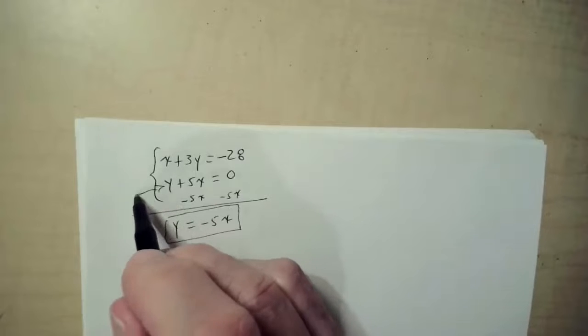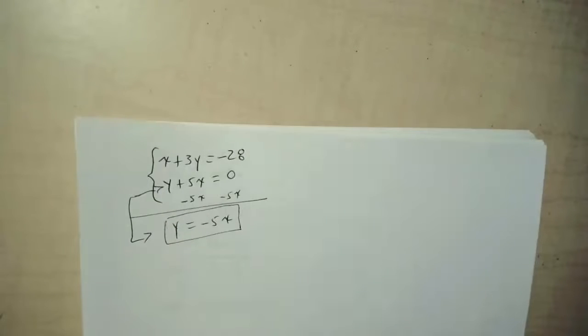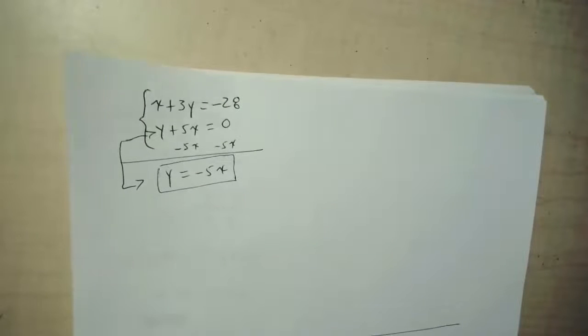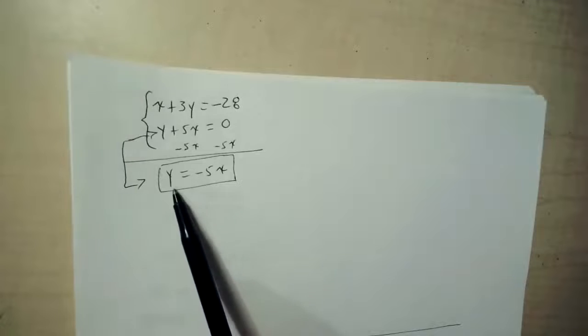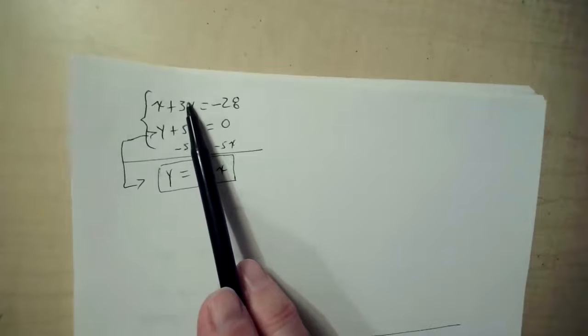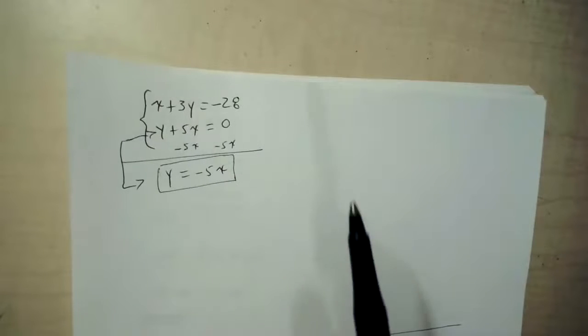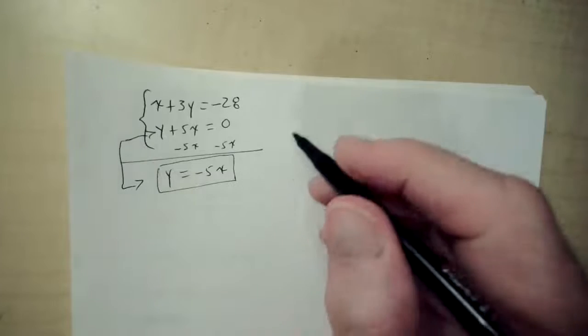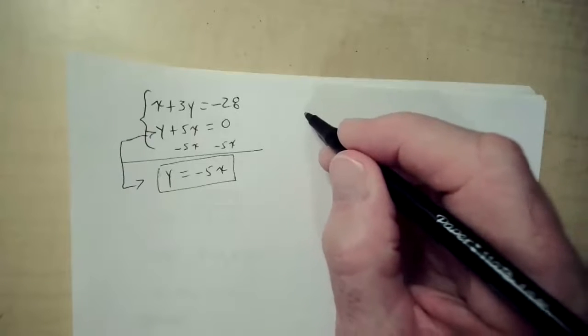Okay? Now remember, this equation right here and this equation right here are the same. We just rearranged them some. Now, we know that y is negative 5x. So we're going to plug this back into the other equation. If you put it into here, it's not going to do anything. It's going to be 0 equals 0.